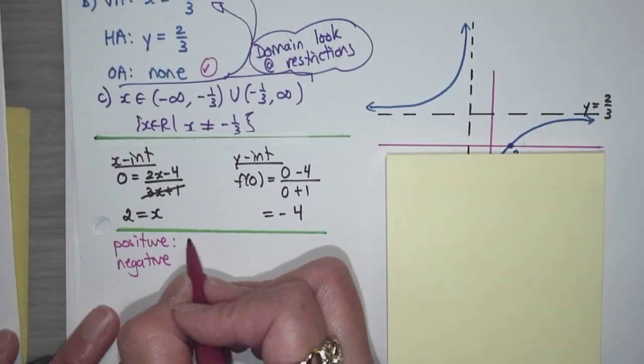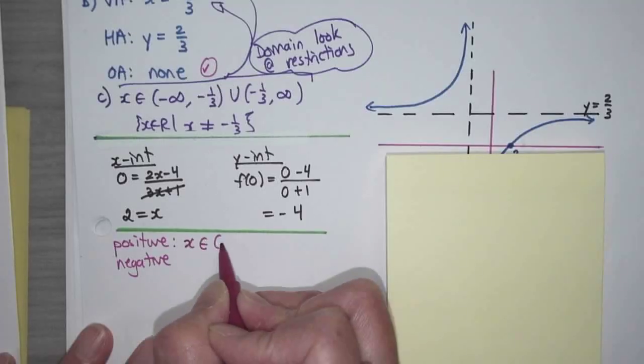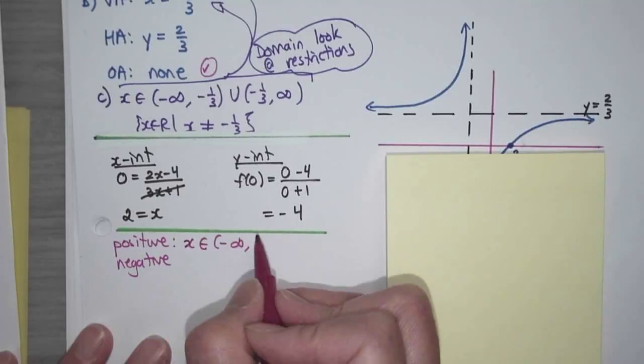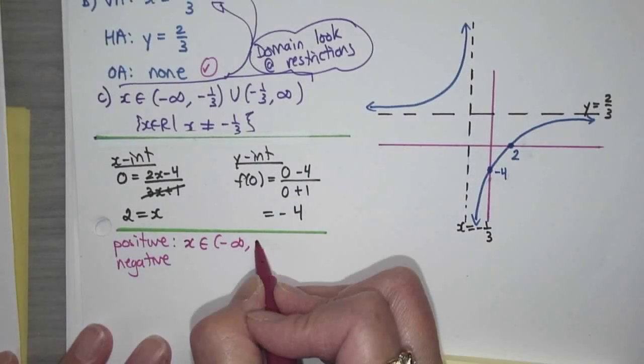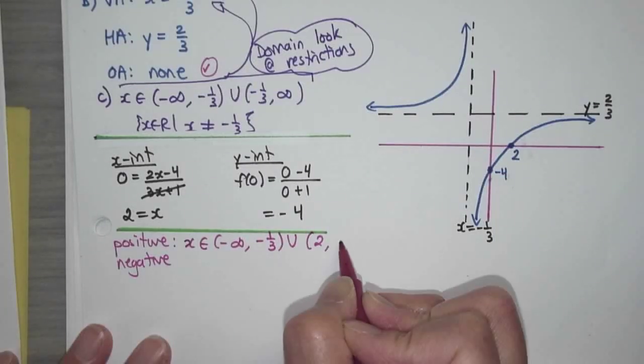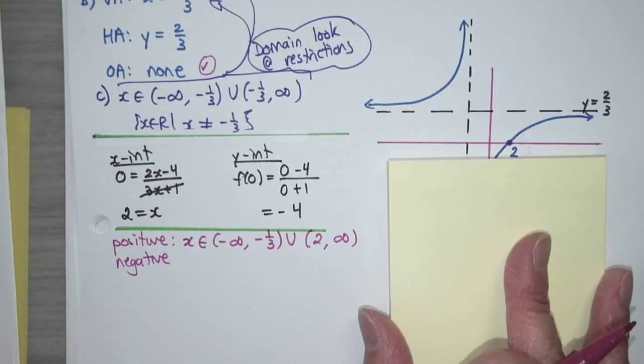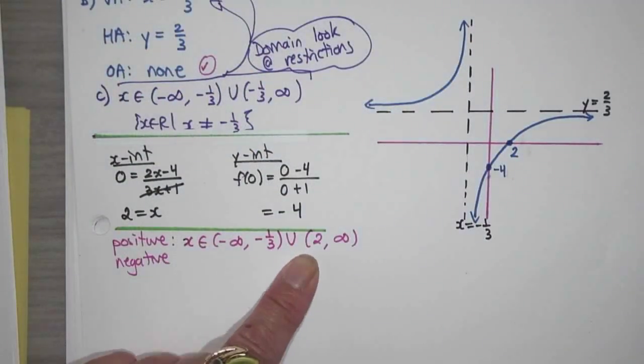So you're going to split at the vertical asymptote. So x is an element of -infinity to, what's that, -1/3, or from 2 to infinity. Is that okay? So there, here, and there. Not including the 2. 0 is not positive or negative, so we just don't count it. Okay, so round, round.